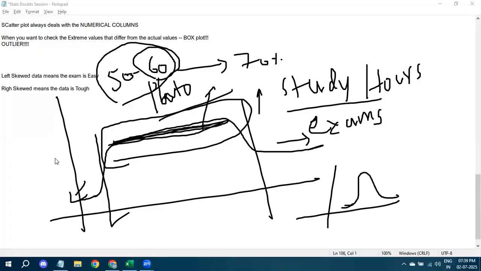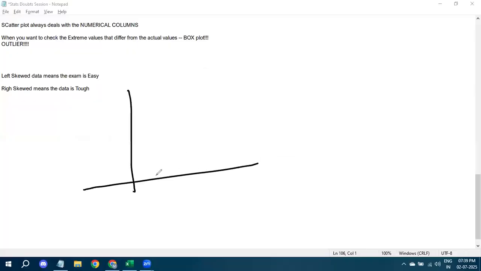Always in a real-time scenario, you will see the data either left skewed or right skewed. Based on that, you need to ensure the data is normally distributed so that you will get the appropriate, exact results of predictions. Don't always say that you will not get the predictions or you will not get the things.